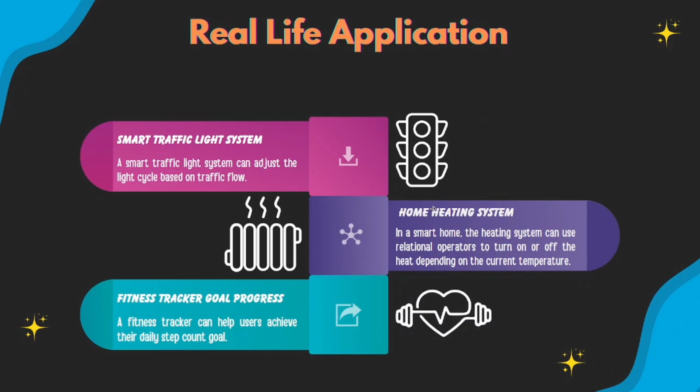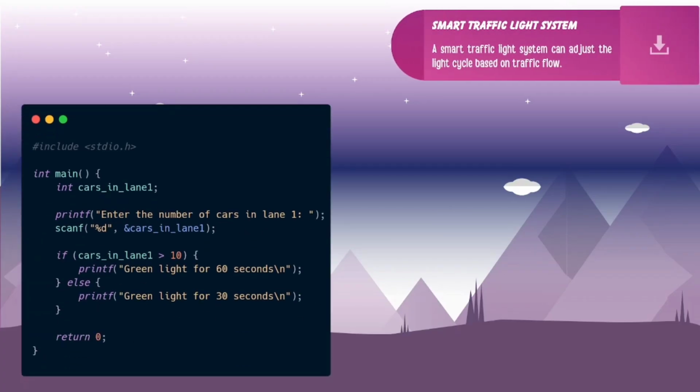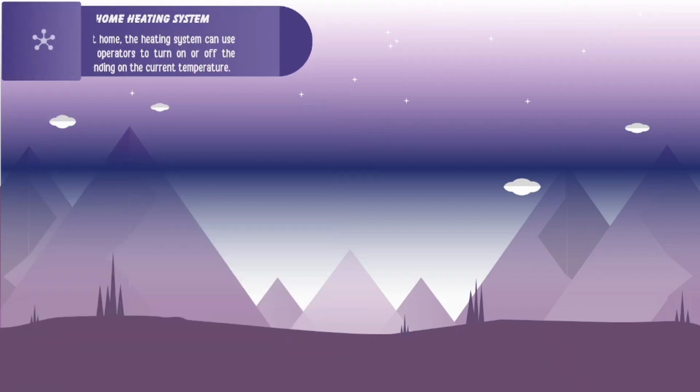Now let's see the real life application of these programs. First of all, we can make a smart traffic light system, a home heating system, and a fitness tracker goal progress. Now let's see one by one. First of all, in the smart traffic light system, we can check how many cars are there. If there are more than 10 cars, we can keep the green light on for a little bit more. If there are less, then we can do it for a little bit less. So we can use this program to make a smart traffic light system that will adjust automatically.